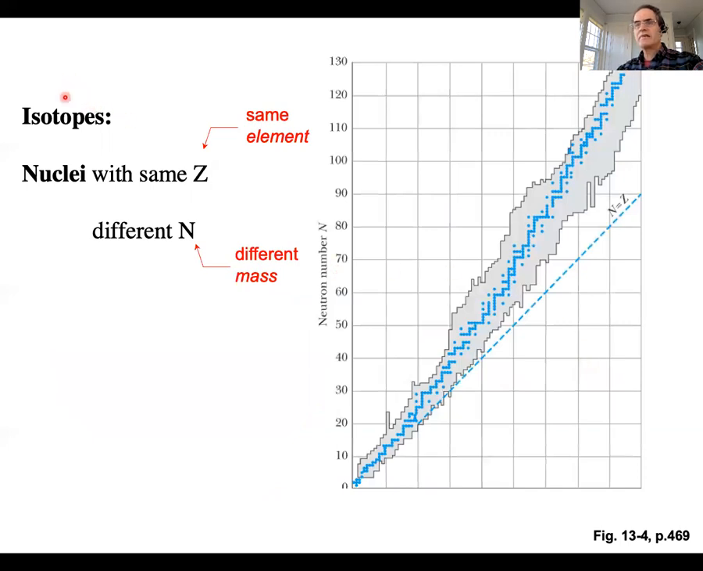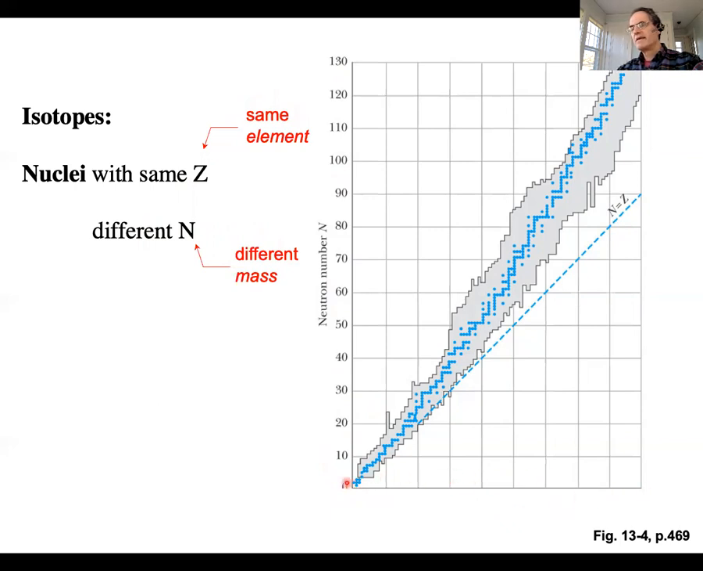Another piece of nomenclature, nuclei or atoms come in different isotopes. Isotopes are nuclei that have the same Z, the same number of protons, thus they're the same element, but they have different numbers of neutrons. So the atoms have different masses. This is a schematic chart of nuclides showing a graph of the neutron number versus the Z number, the atomic number.